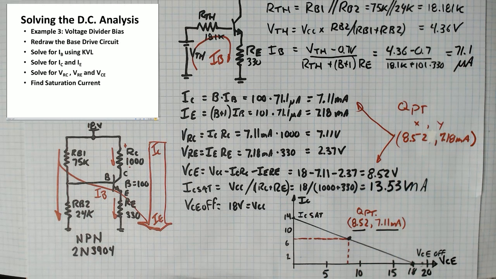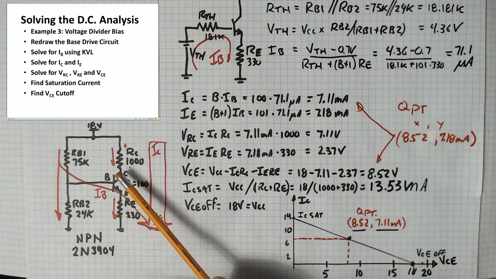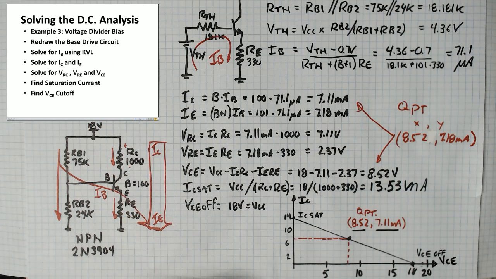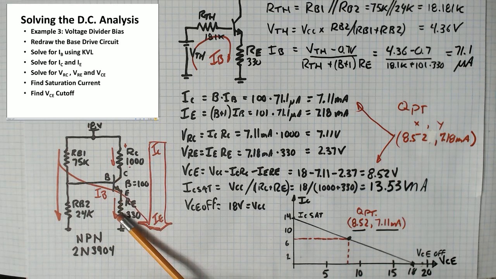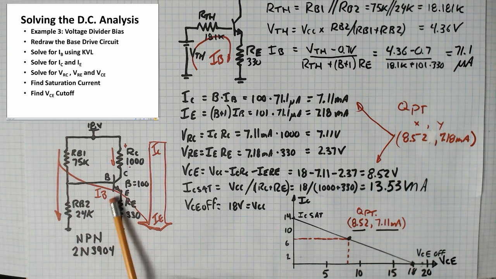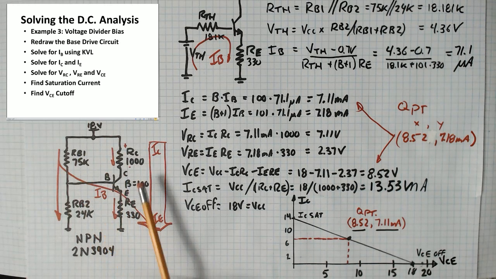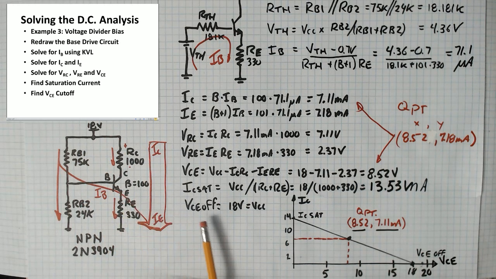That's IC sat. VCE cutoff is the voltage that we would see across the transistor if it was completely off. And how you can solve that is you can imagine that you pull the transistor out of the circuit and you simply figure out what's the voltage on the terminals that are left behind. If there's no current flowing through this guy, there'll be no voltage across him, so VE will be 0. If there's no current flowing down this way, then the collector will be at the same voltage as the supply voltage, so this will be 18, this will be 0, VCE off would be 18 volts equal to the supply voltage.